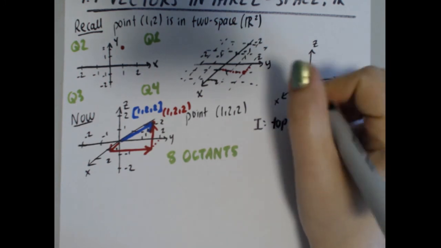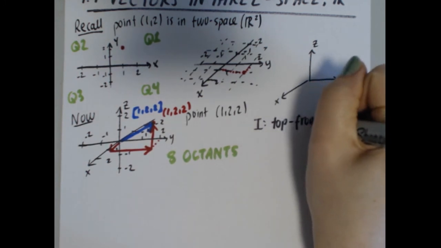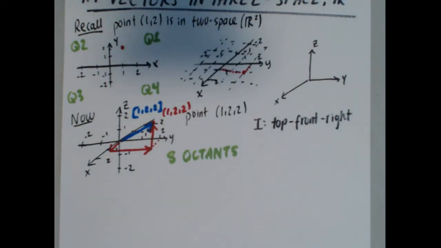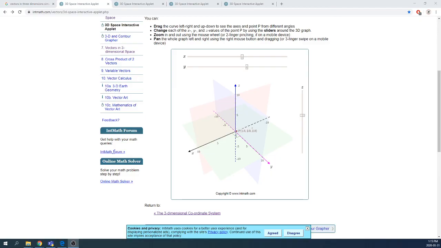Octant 1 is top, front, right. I just want to make sure that you understand how this works. Let me go back to the simulation for a second. Remember we have x coming out of the board, y is going to the right, z is going up. So if we say top, that's positive z; front means we're in these two sides; and right means we're right here, in this big cubic space. So top, front, right, that's octant 1.